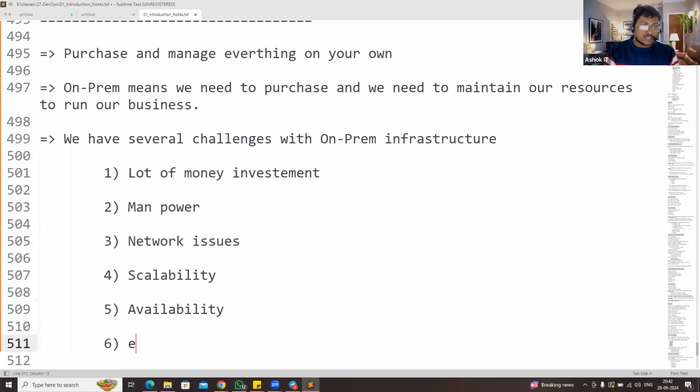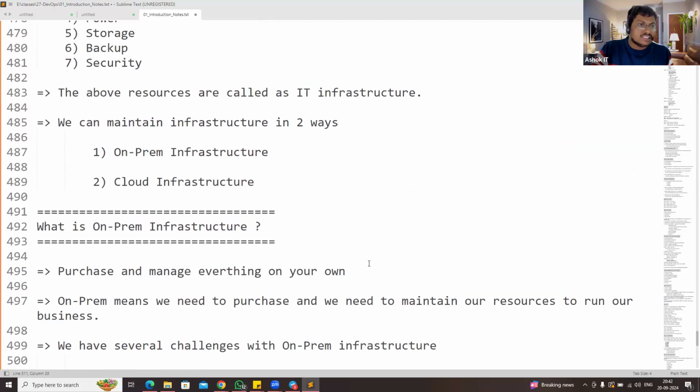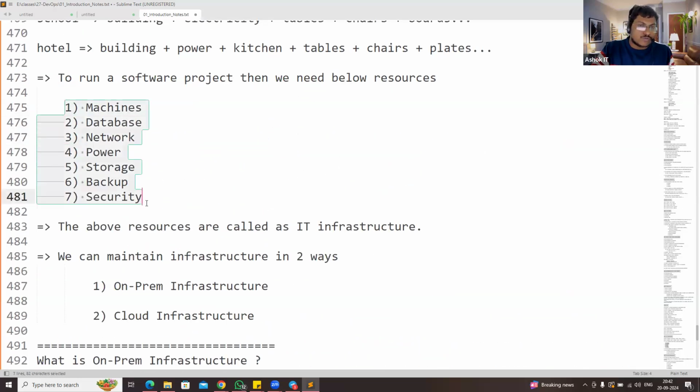And the next one, security of your data, security of your systems. Who will secure your room, your office security, your systems security, your data security available in the system? You need to take care of that. So if you want to run a software project, then you need to purchase these things. If you are purchasing all these things on your own and managing on your own, that is called on-premise infrastructure. Okay, you have money, you purchased everything that is required for your project.